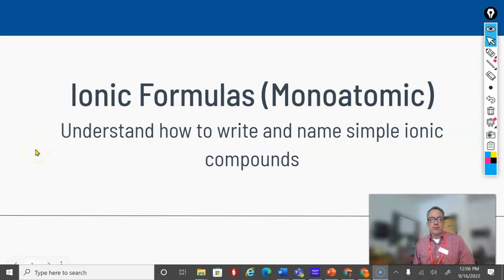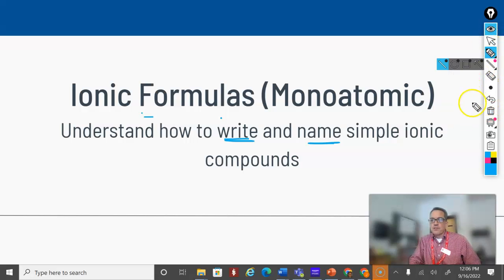We're going to get a little bit further into ionic compounds. Specifically, what we're going to be doing is looking at ionic formulas, and this is going to help us understand how to start writing and naming some of these simple ionic compounds that we're going to get into once we start putting positives and negatives together. Let's hop right into this.